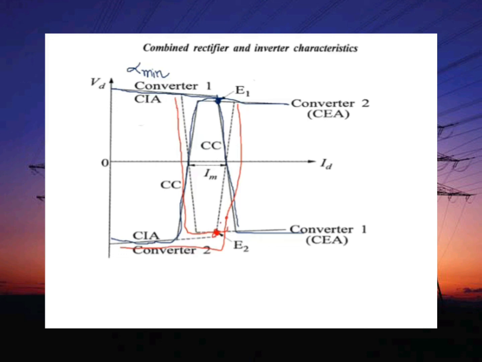This power reversal is achieved by reversing the margin setting, or by making the current order setting of converter 2 exceed that of converter 1. And the current ID is the same in both characteristics, but the voltage polarity has been changed when the characteristic works in a power reversal mode. So this is the basic combined inverter and rectifier characteristic of an HVDC transmission system. Thank you.